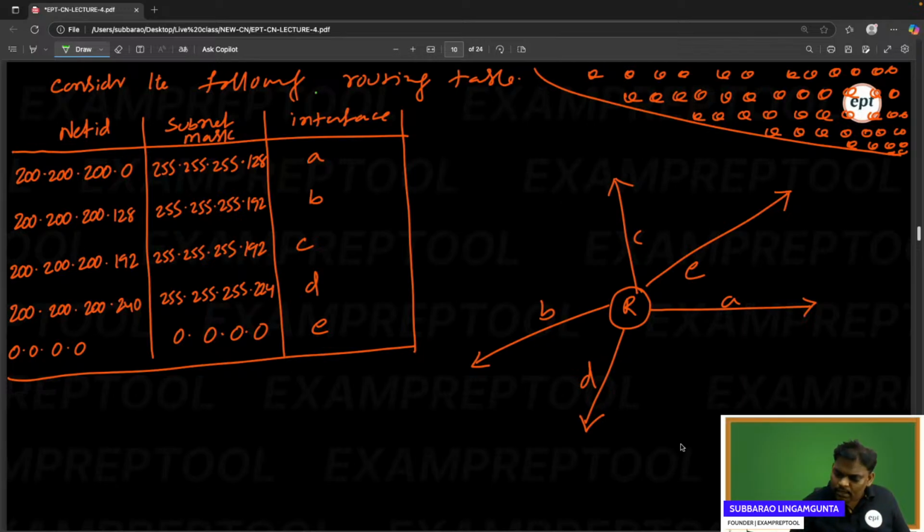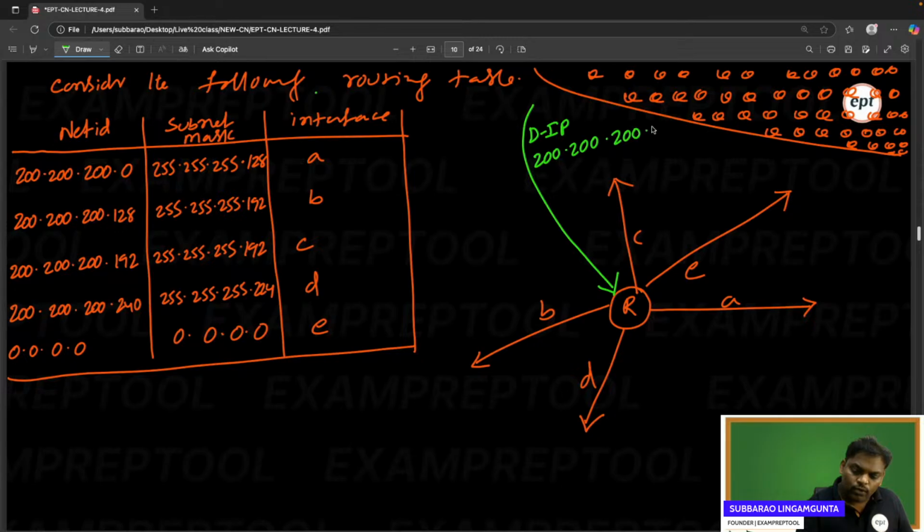Some people are asking, sir, one packet is coming. Let us assume that one packet came to the router with a destination address. Let me write it now: destination IP, DIP. One packet came to the router with the destination IP 200.200.200.221. That is the destination where that packet has to go.